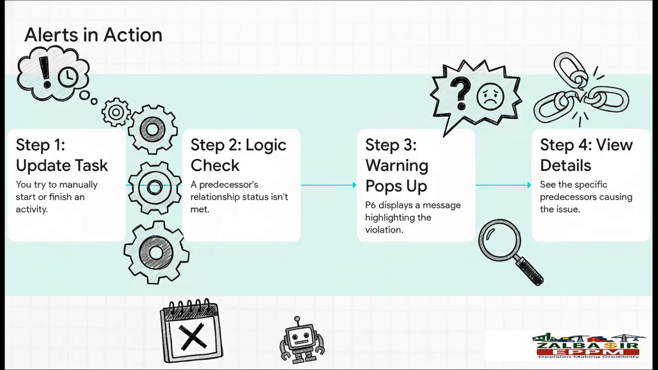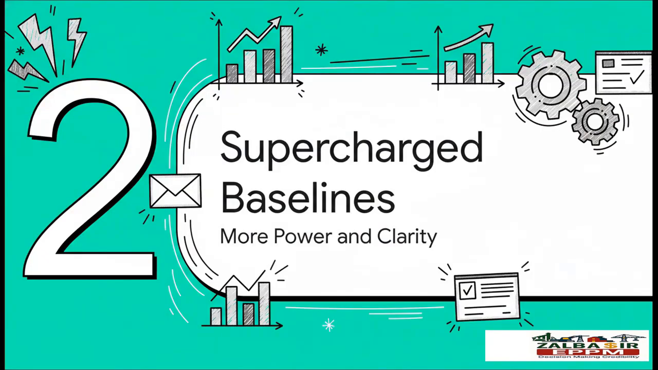So here's how it plays out. Let's say you go to update an activity. You're trying to mark it as started. But wait, one of its predecessors, maybe a finish to start one, isn't actually finished yet. Bam! P6 pops up a warning. And the best part is you can just click View and it'll show you exactly which relationship is causing the issue. Super helpful. Now, it's worth noting this is just for manual changes you make, not for stuff like the automated Apply Actuals update.